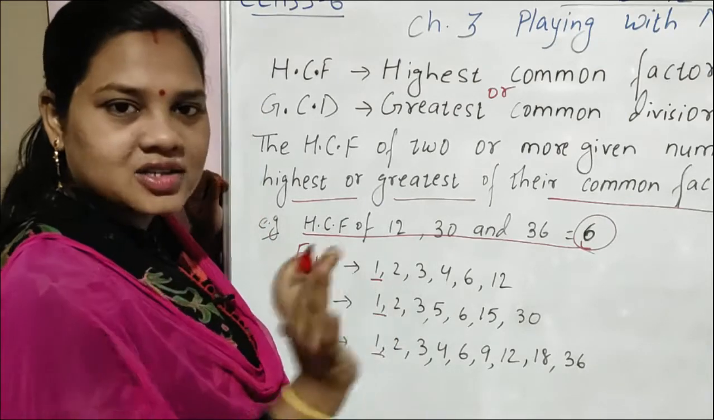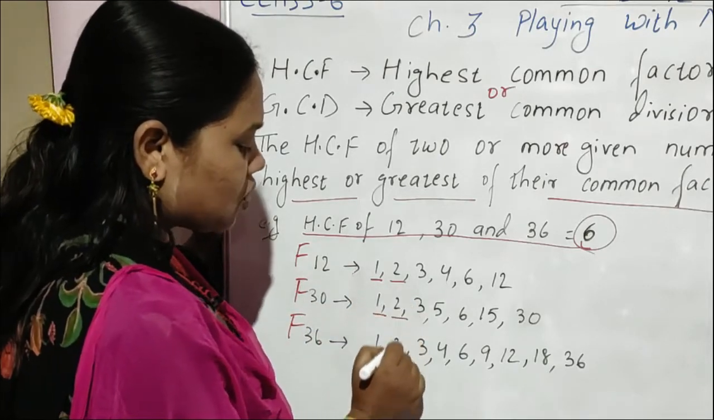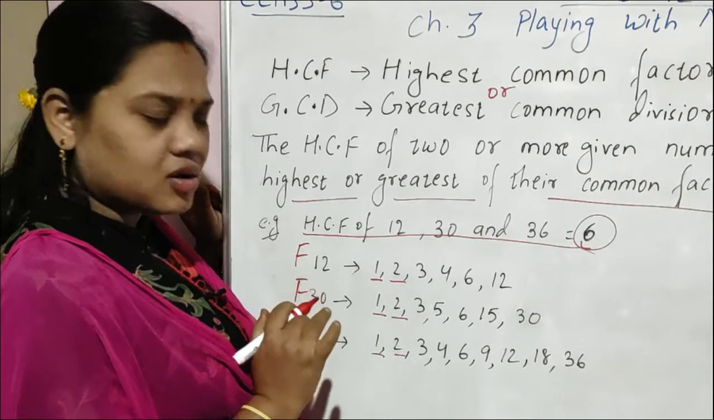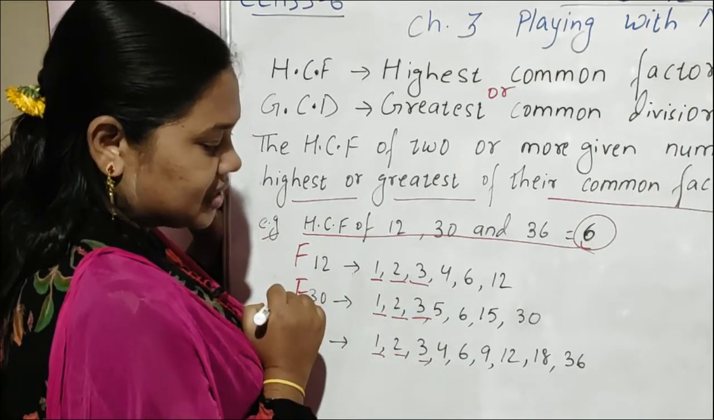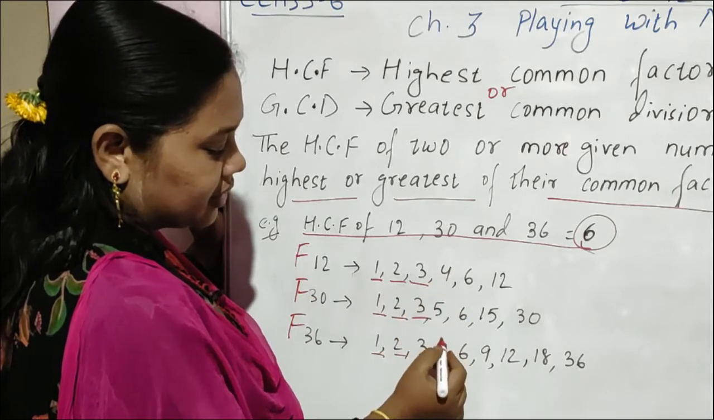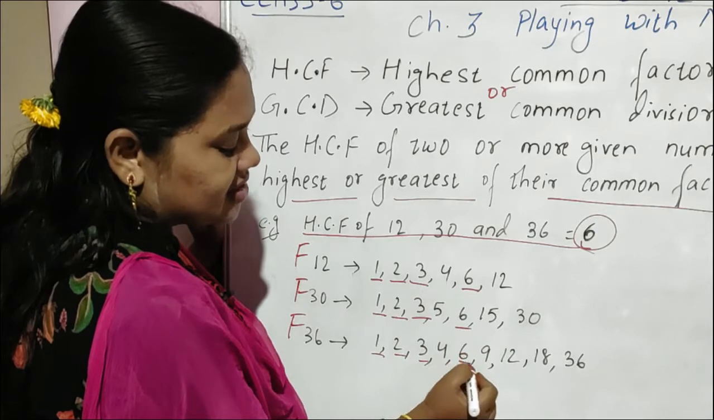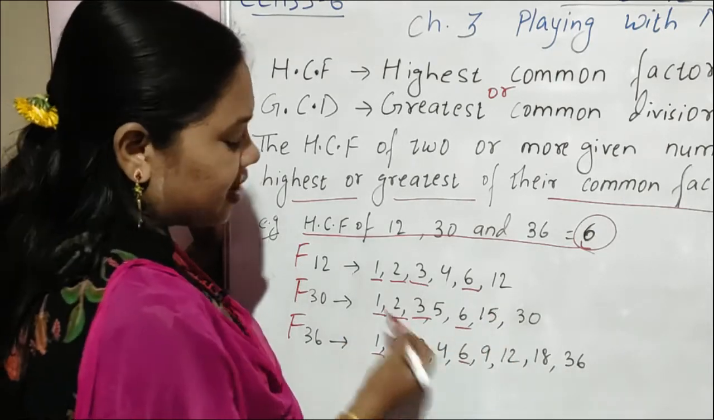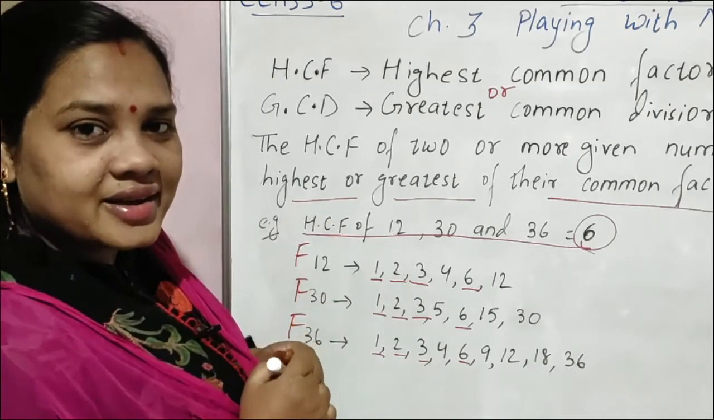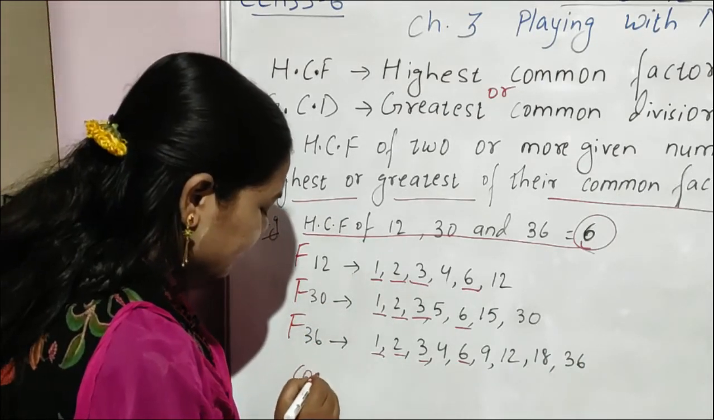It means 1 divides all these three numbers. Next, 2 is common to all, 2 also divides all these numbers. 3 also divides all these numbers. Then 4, here 4 is not there, here it is there. Then 6, 6 divides all these numbers exactly. Is there any other number which divides all three numbers exactly? No. So what are the common factors?